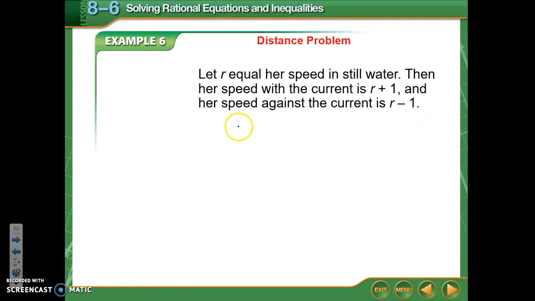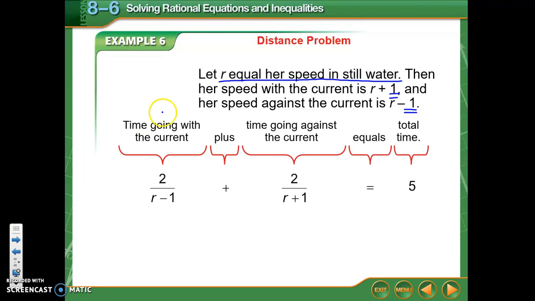So let's look at how we set this up. First of all, we define our variable. So r is going to equal her speed in still water. Her speed with the current will be faster, right? When she's swimming with the river it will add 1 mile per hour to her speed because that's the current of the river. When she swims upstream against the current it takes away 1 mile per hour from her rate.